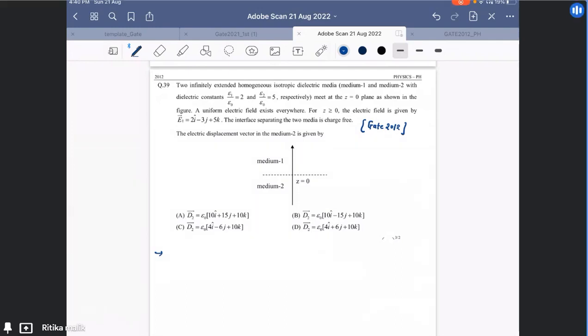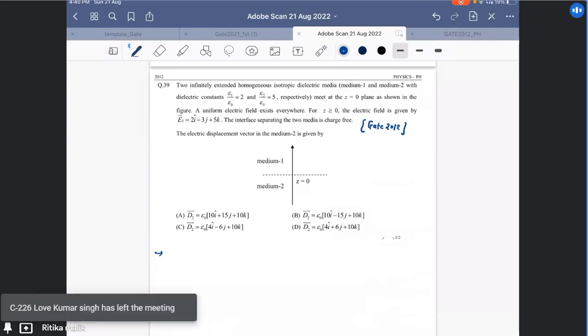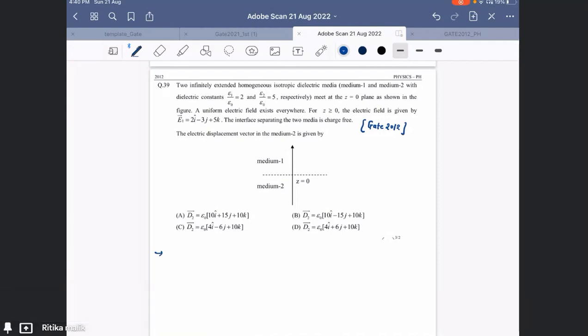extended homogeneous isotropic dielectric media, medium 1 and medium 2 is dielectric constant with meter and charge school. Rakesh Kumar, could you please? Oh, thank you.